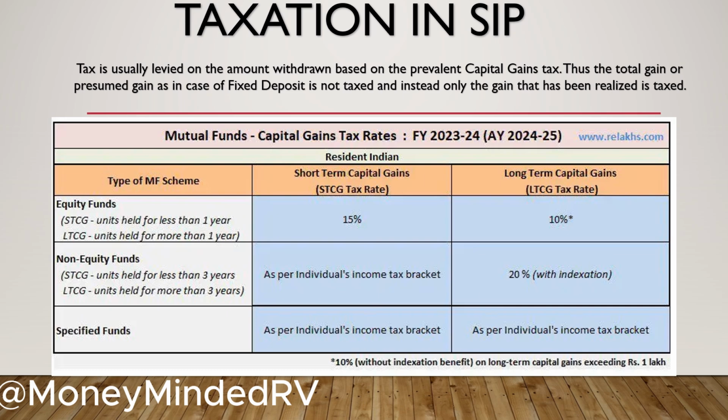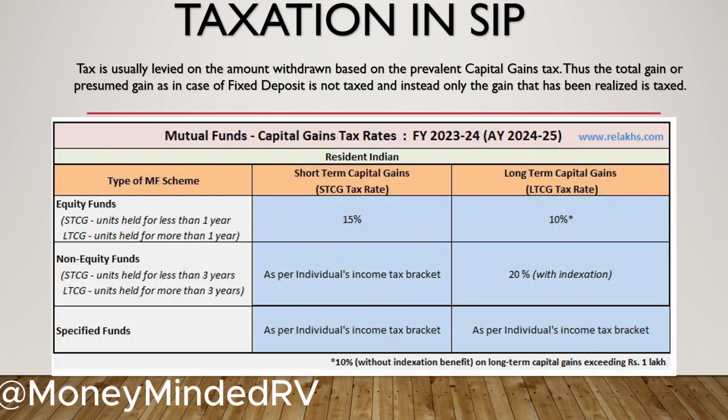For non-equity funds, if you invest and withdraw within 3 years, then it is called short term. After 3 years, it is called long term. So if you go for an STCG in equity mutual funds, it is a flat 15%. Whatever gains you have, 15% tax will be deducted. But if you go for an LTCG, long term capital gains in equity funds, whatever gain is there, 1 lakh of gain is subtracted and the remaining will be taxed.